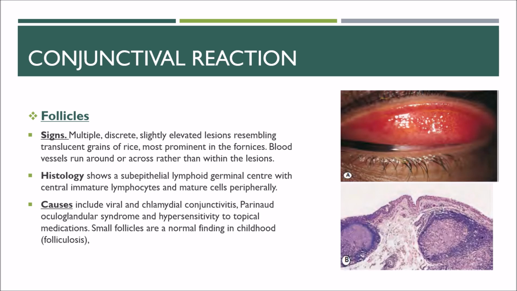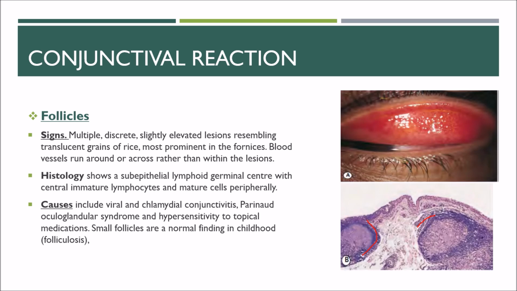Histology, as shown in the picture, shows a subepithelial lymphoid germinal center here, with a central immature lymphocyte and mature cells in the periphery. Causes include viral and chlamydial conjunctivitis, parinaud oculoglandular syndrome, and hypersensitivity to topical medication. Small follicles are a normal finding in childhood folliculosis, as are follicles in the fornices at the margin of the upper tarsal plate in adults.